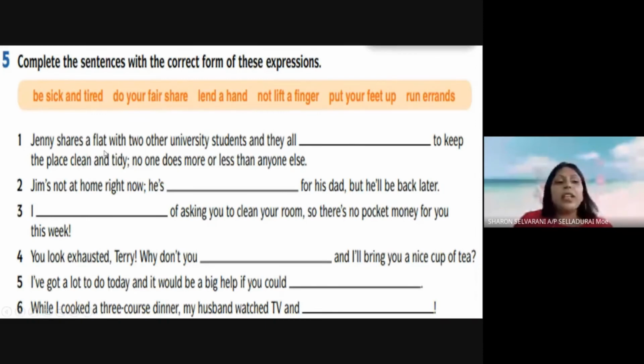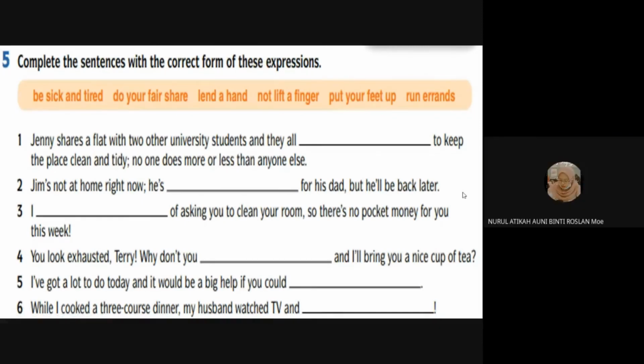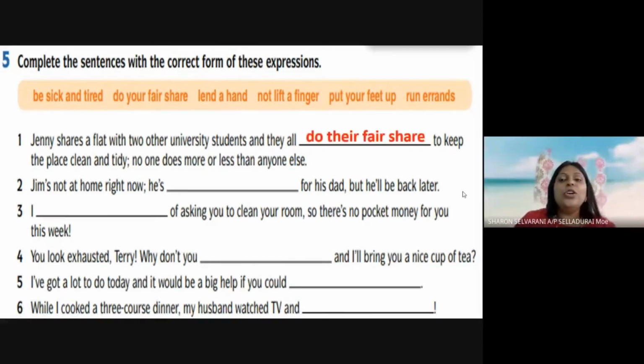Jenny shares a flat. Flat means a high-rise house, like an apartment. With 2 other university students, and they all dash to keep the place clean and tidy. No one does more or less than anyone else. So what could the answer be? Do their fair share. Very good. This one says do your, so you have to put in the correct form. Why their? Because Jenny shares a flat with 2 other people, so there are 3 people in this sentence.